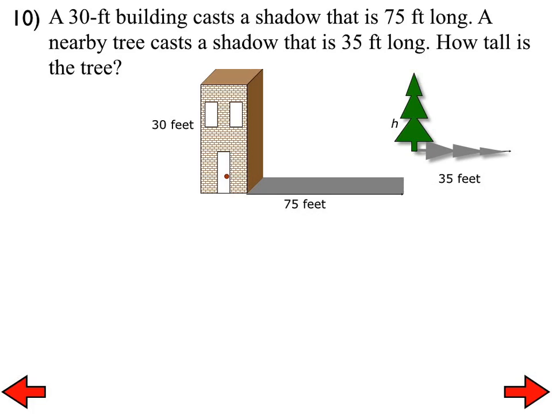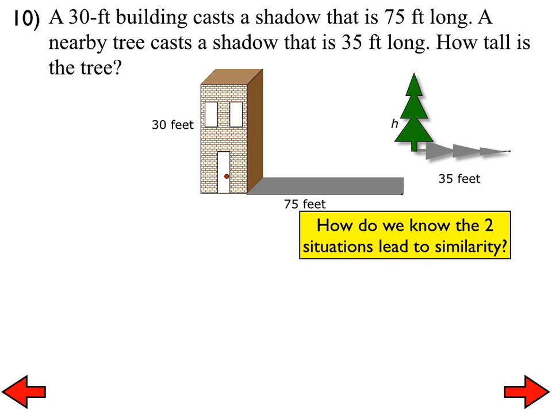All right, so several different ways of setting up the proportion here. But I have a question for you, and that's this. How do we know the 2 situations lead to similarity? How do we know that? Any ideas? Turn to your shoulder partner and talk about that for a second. How do we know that the 2 situations lead to similarity?